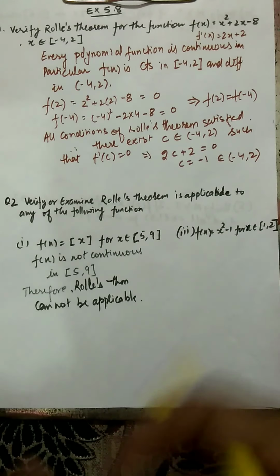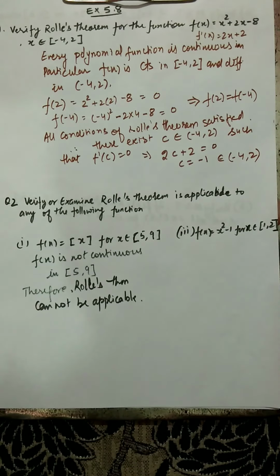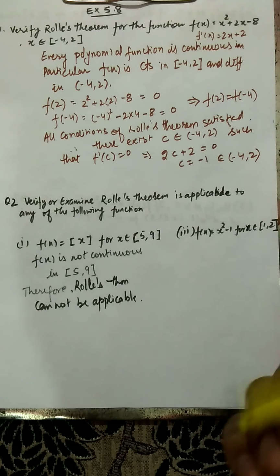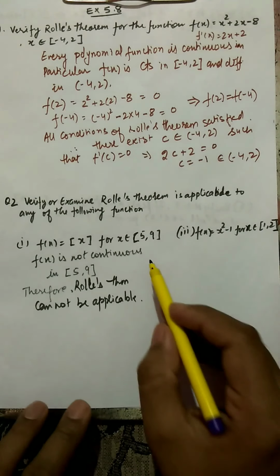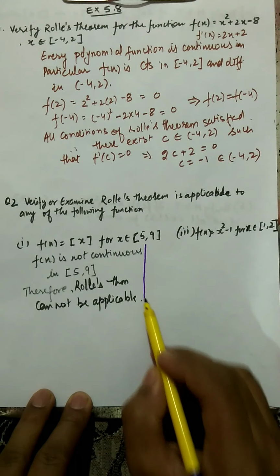We have to go one by one. If all your conditions are satisfied, only then, according to Rolle's theorem, a value of c belonging to the open interval (a, b) exists. If your first condition is not satisfied, it means you cannot apply this Rolle's theorem. Now we'll discuss this part number 3.